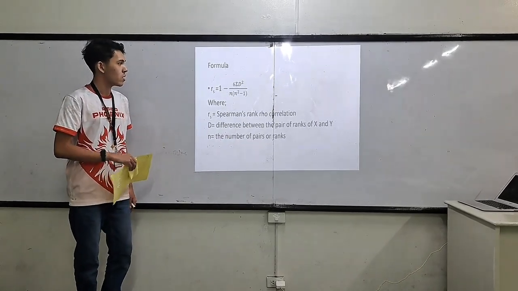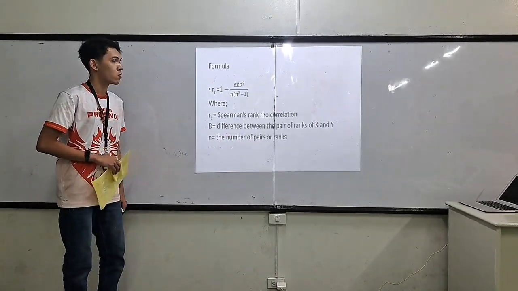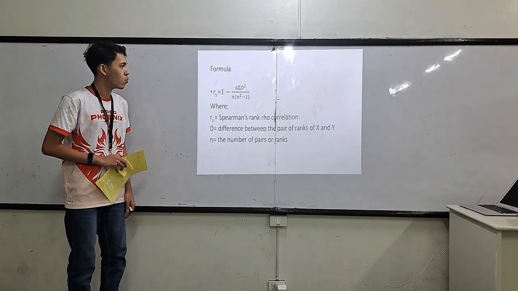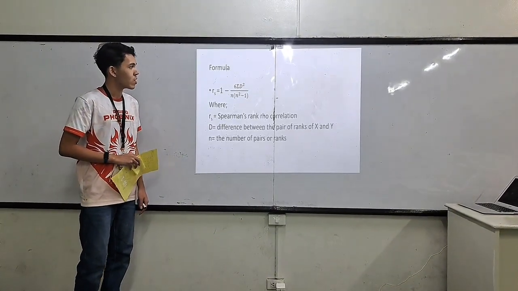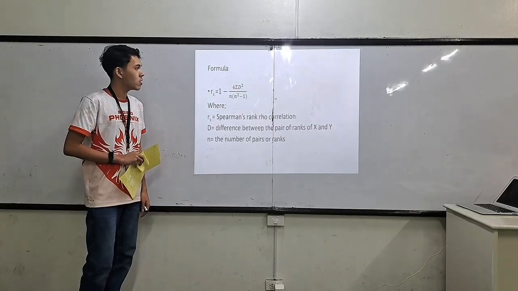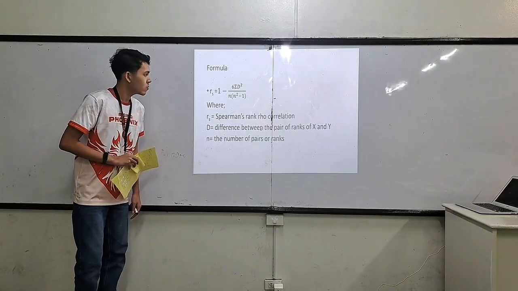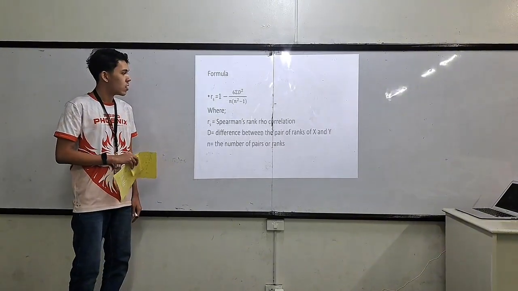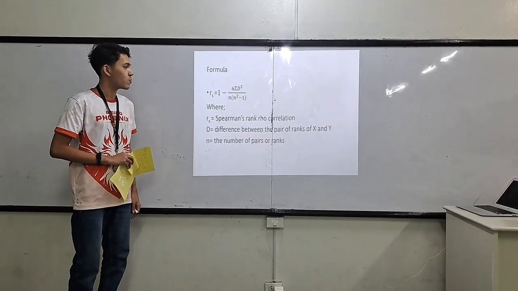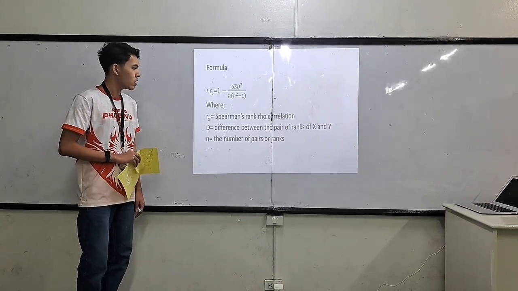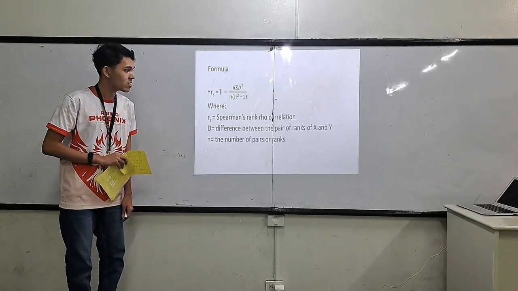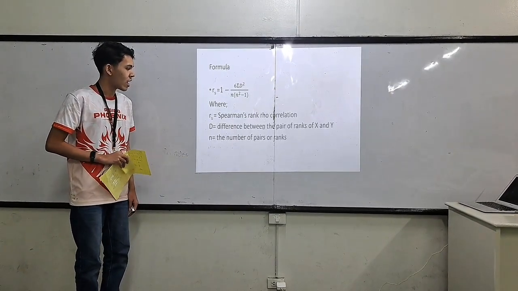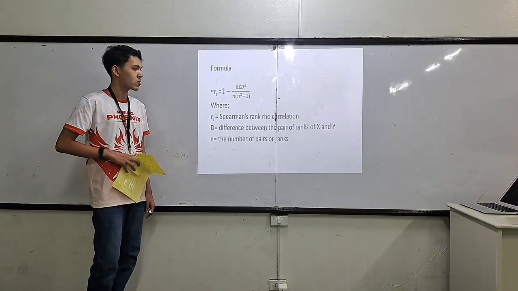So here is the formula for the Spearman rank correlation. It is r sub s equals 1 minus 6 summation of d squared over n multiplied by n squared minus 1, where r sub s is the Spearman's rank correlation, d is the difference between the pair of ranks of x and y, and finally n is the number of pairs of ranks.